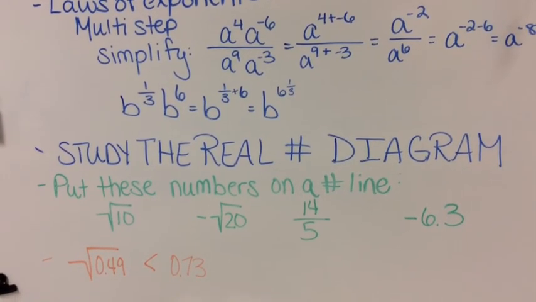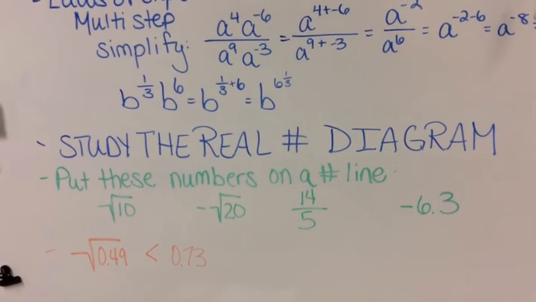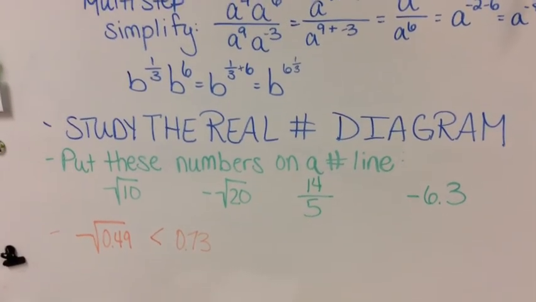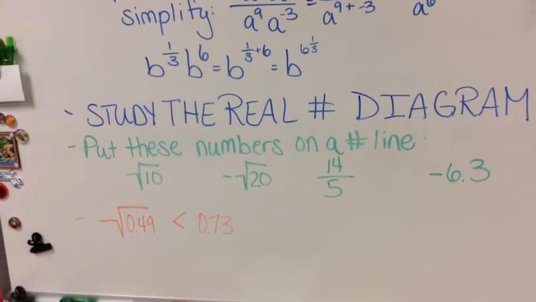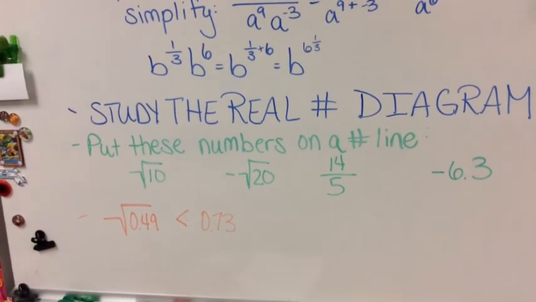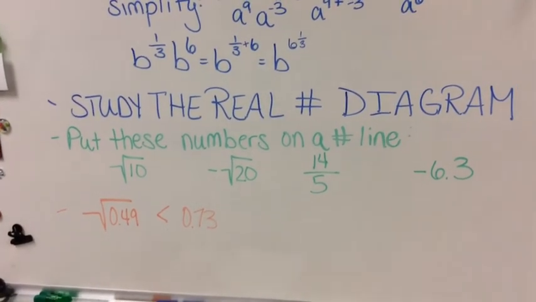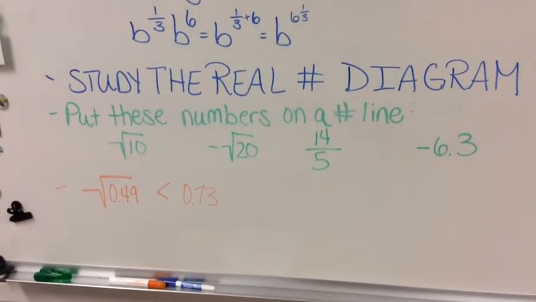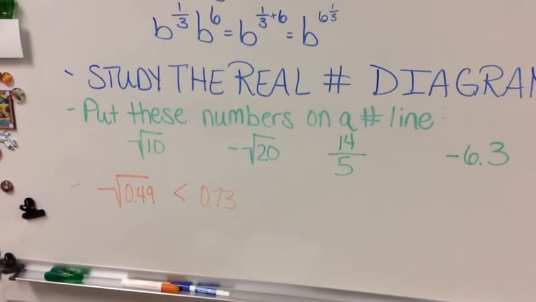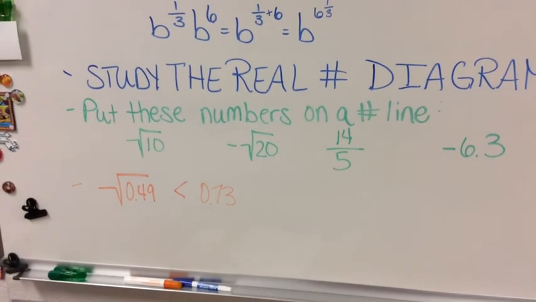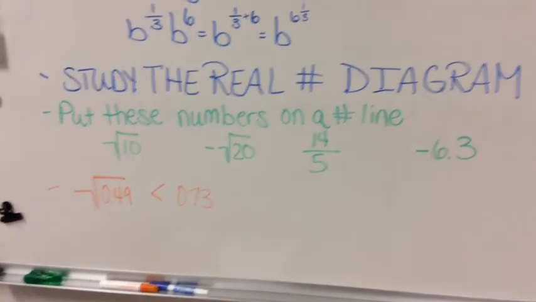Just a hint, study that real number diagram that is on one of the posters. To put these numbers on a number line, you're going to want to convert them into decimals. Two of these are irrational numbers, so you're just going to be able to estimate. Be careful of negatives. When you're comparing real numbers and rational numbers, you're going to need to find their decimal value. In this case, the square root of 49 hundredths is 7/10, which is less than 73 hundredths.